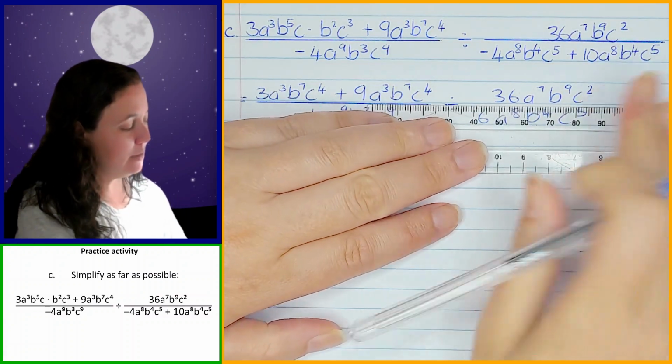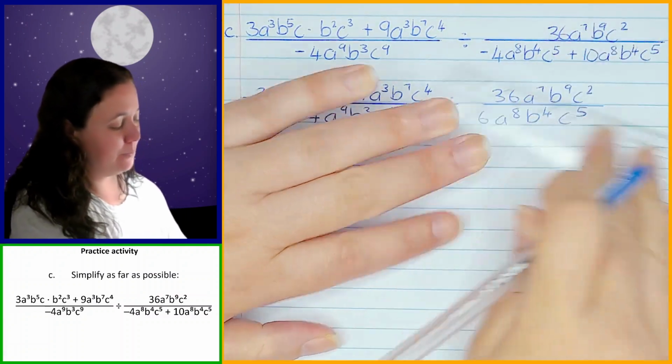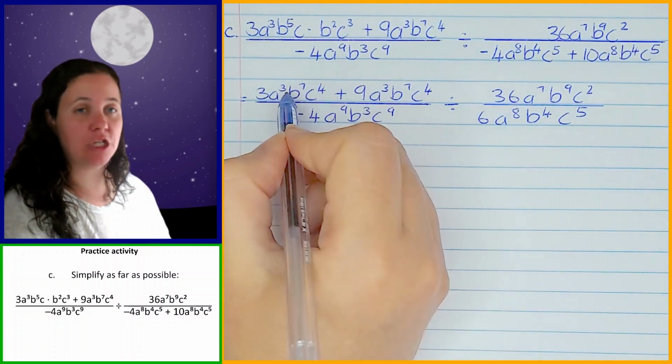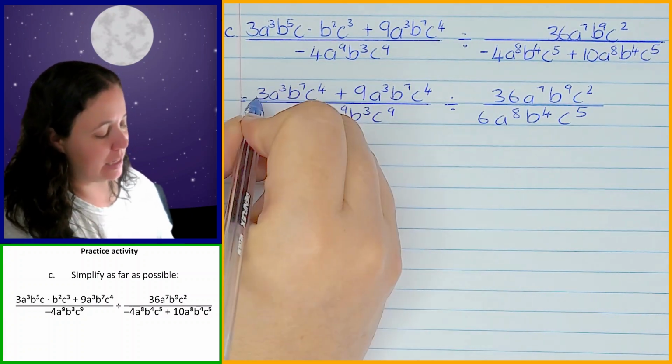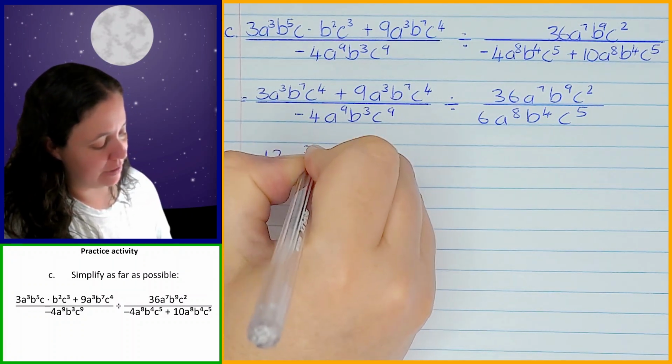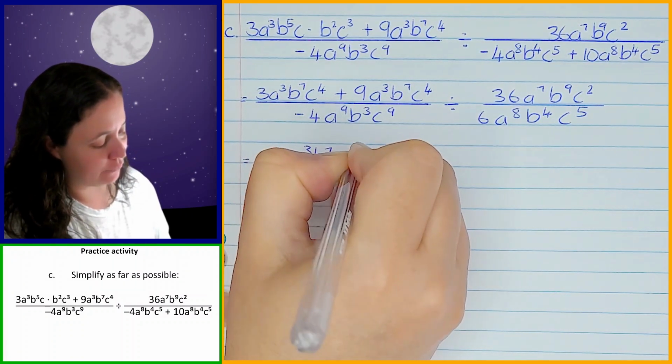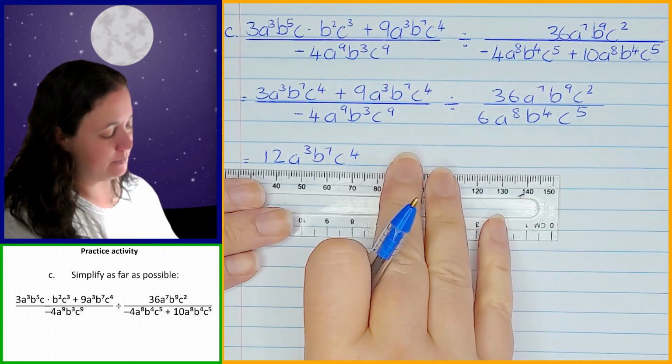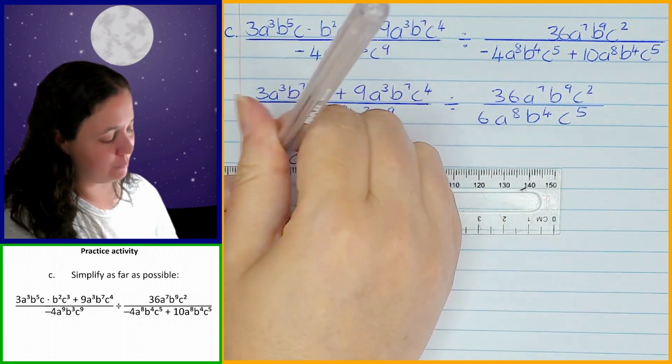Okay. Now in my next step, I'm going to go and simplify this addition. So that's going to give me 3 plus 9 is 12, a to the power of 3, b to the power of 7, c to the power of 4, over my denominator that still isn't changing at the moment.